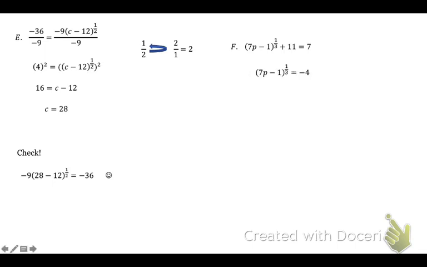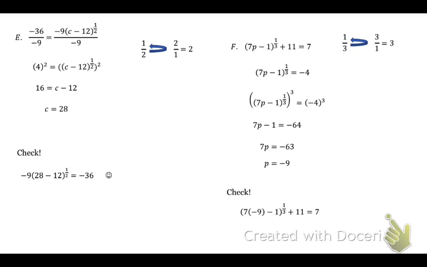I'm going to subtract that 11 and get 7p minus 1 to the 1/3 power equals negative 4. Flip that. So that's 3 over 1, which is 3. So I'm going to raise each side to the 3rd power. So you get 7p minus 1 equals negative 64. Add that 1, 7p equals negative 63. Divide by 7, p equals negative 9.